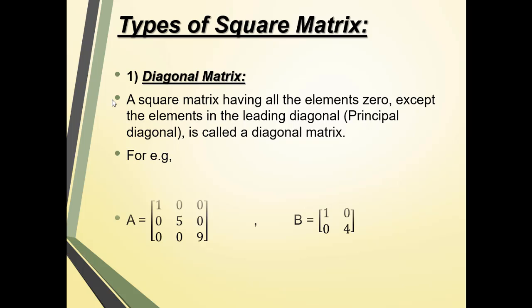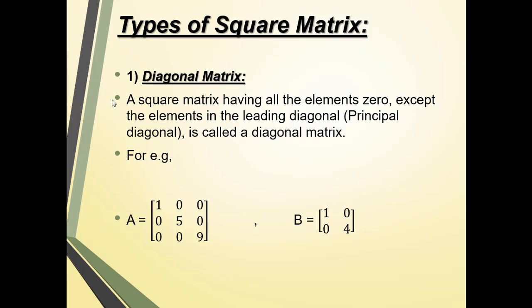For example, we have given 2 examples again. The first example is of a square matrix because the order of matrix A is 3 by 3 and the order of matrix B is 2 by 2. So it is confirmed that these 2 matrices are actually square matrices.